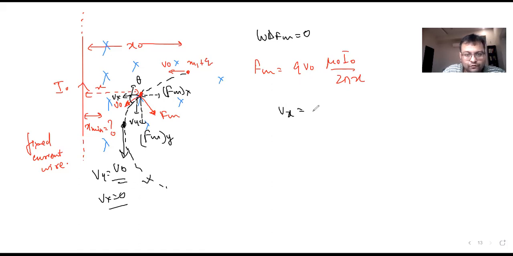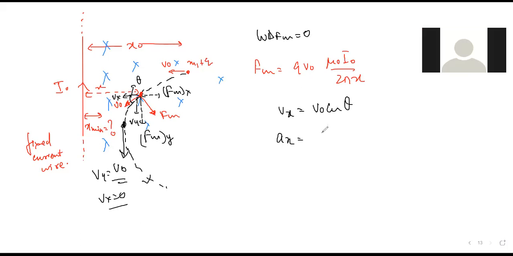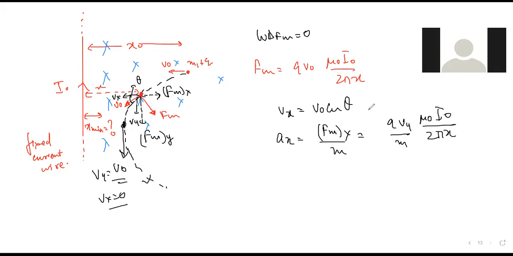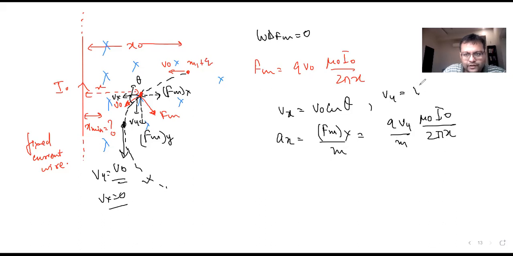So vx is v naught cos theta. And what is ax? Can anyone tell me? Particle का mass m दिया गया है. What is ax? The y component of velocity will produce Fmx. Very good. Please realize the y component of velocity is what produces Fmx. Fmx by the mass करना है. Fmx will be produced by the y component. V cross B, अगर Vy cross B करोगे तो leftward rightward force आएगा. And so that will be q Vy into mu naught I by 2 pi x. Just check please. Yes. And Vy we know is v sin theta यहाँ पर. If that is cos theta, this is v sin theta.